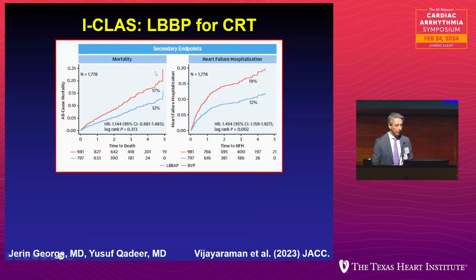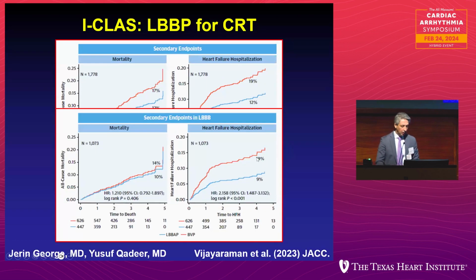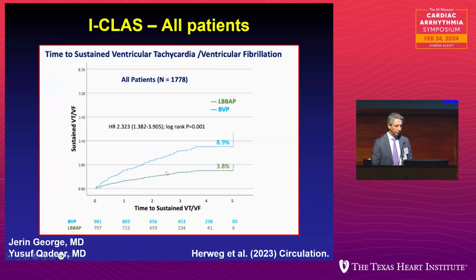When you look at the secondary endpoints, which are basically the individual components of the primary endpoint, mortality was no different. The endpoint was driven by heart failure hospitalization. And similarly, when you look at patients that had left bundle branch block at baseline, there was decreased heart failure hospitalization, but no change in mortality.